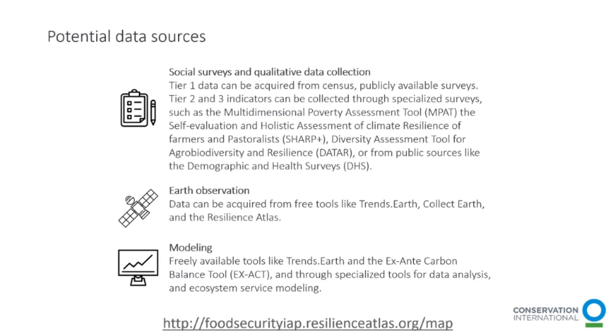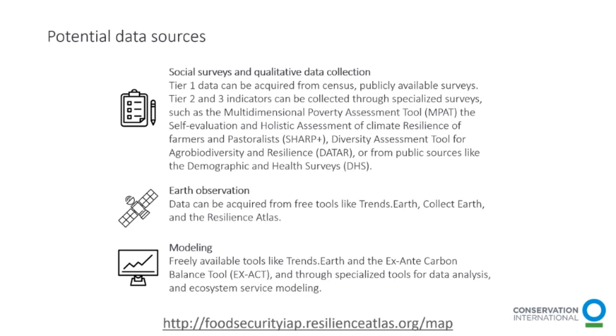typically can only be collected through specialized surveys. So some examples that you might draw on are, for example, the Multidimensional Poverty Assessment Tool, or MPAT, Self-Evaluation and Holistic Assessment of Climate Resilience of Farmers and Pastoralists, or SHARP Plus, and then also the Diversity Assessment Tool for Agrobiodiversity and Resilience, DATAR. All three of those tools are supported by partners of the Resilient Food Systems project, and more information on them can be obtained from the Resilient Food Systems website.